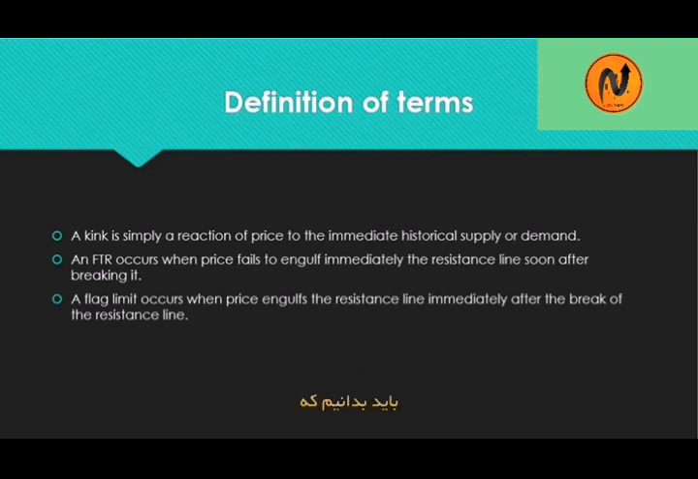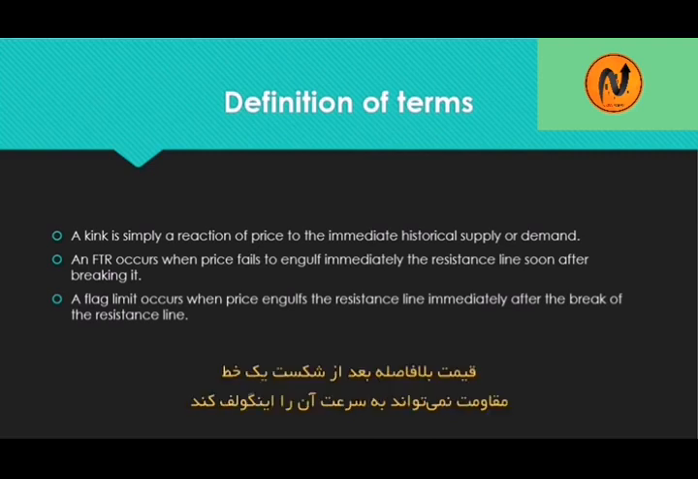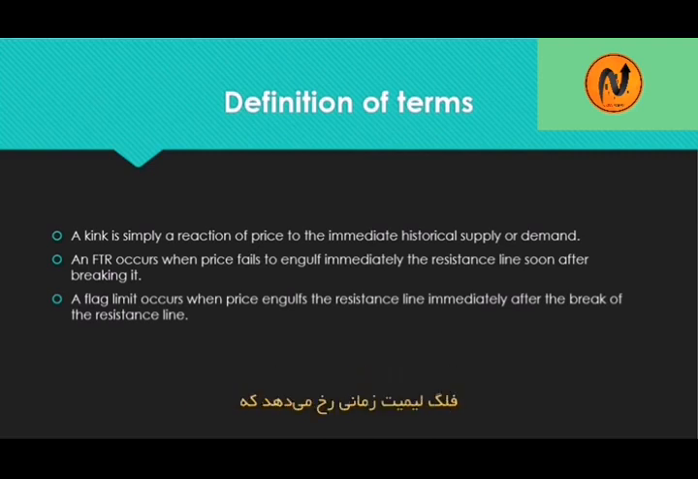Then we also need to know that an FTR occurs when price fails to engulf immediately the resistance line soon after breaking it. A flag limit occurs when price engulfs the resistance line immediately after the break of the resistance line. So guys, these are the three main aspects that help to come up with the price action zones. You need to understand the kink, the FTR, and the flag limit.